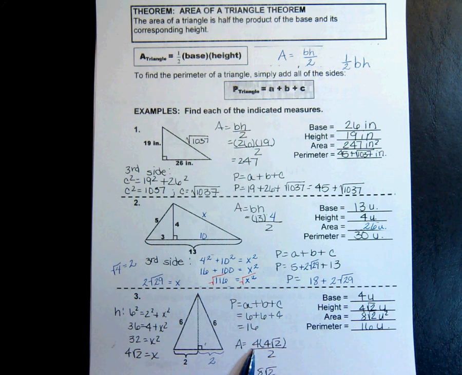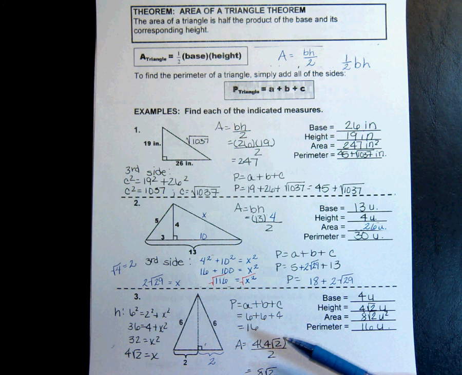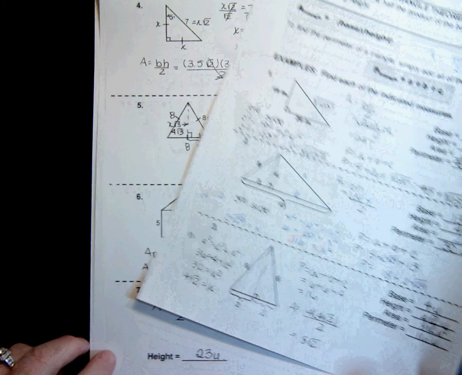So 4 square roots of 2 times 4 divided by 2 is going to give you 8 square roots of 2. Walk through each of these steps slowly and make sure you understand how that came about. For perimeter, you're just going to add up all the sides. We've got a 6, a 6, and a 4, which is 16. Alright, moving on.